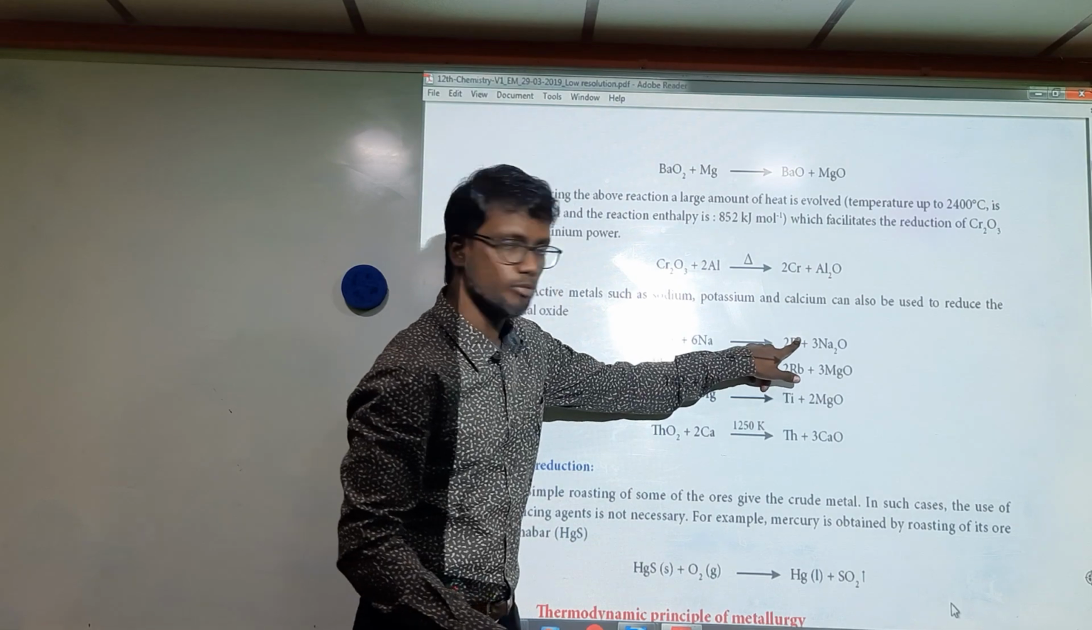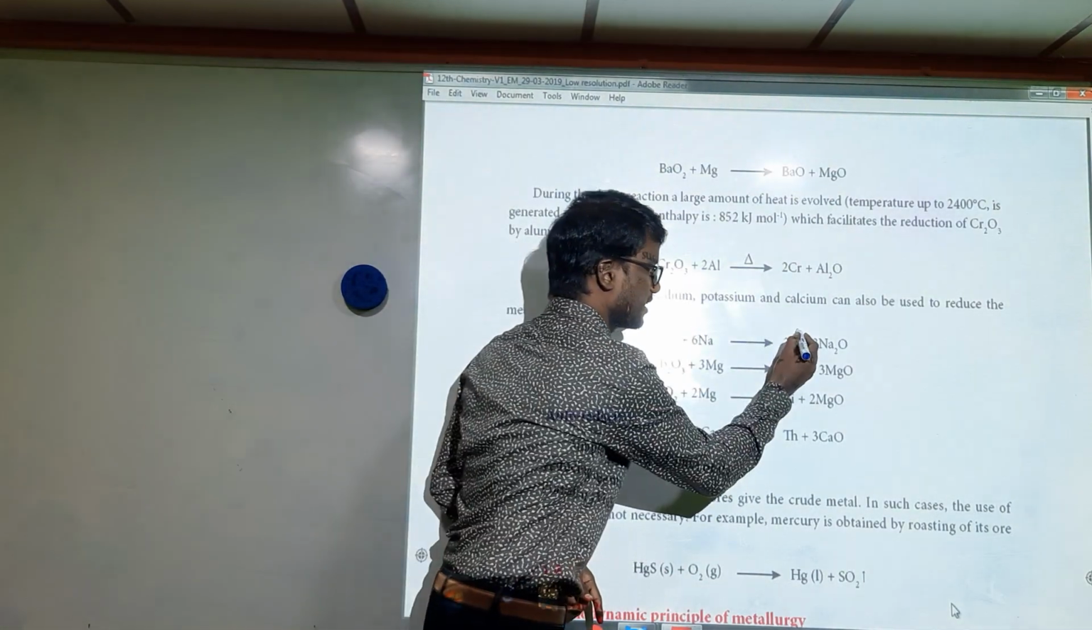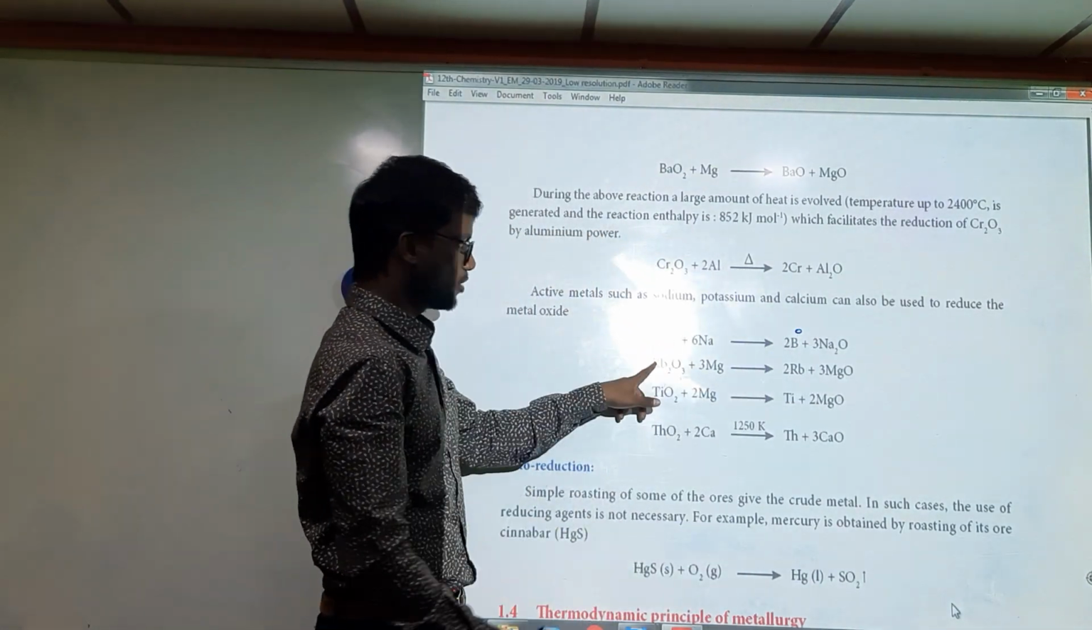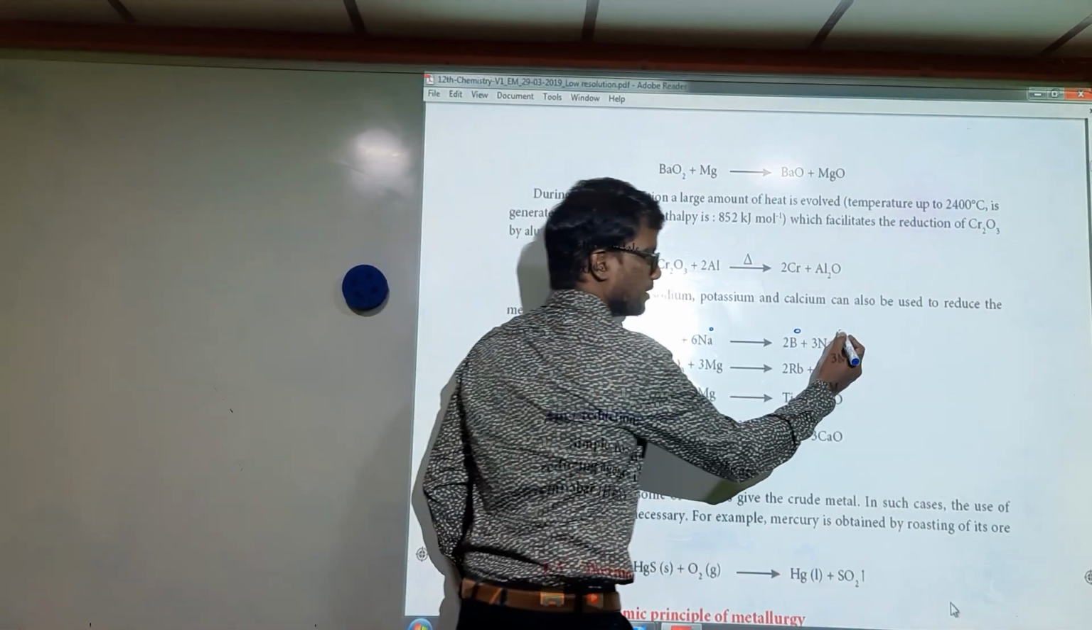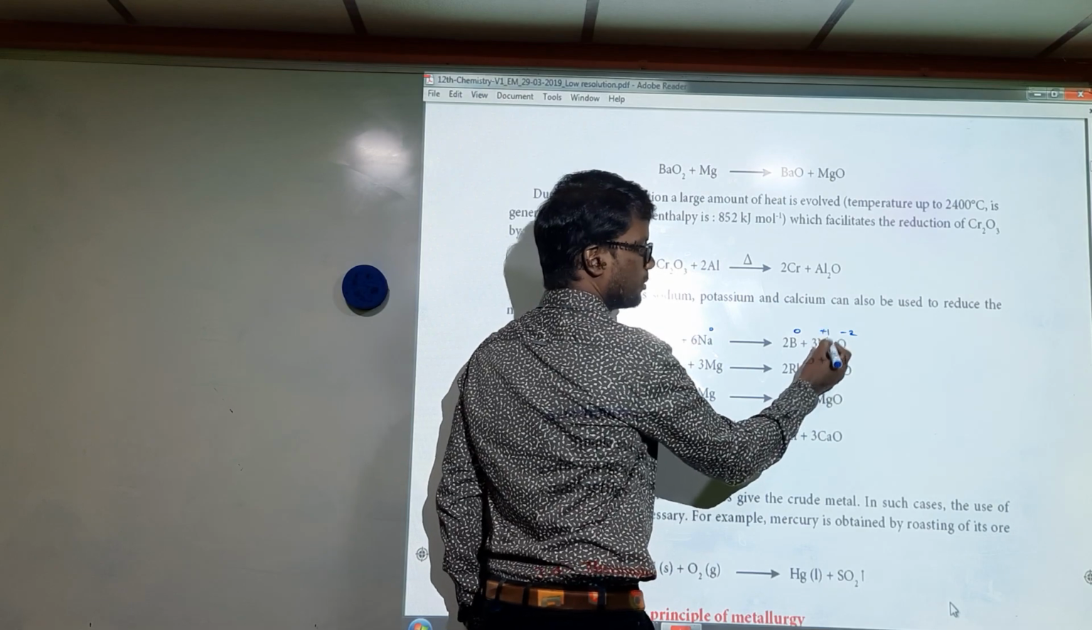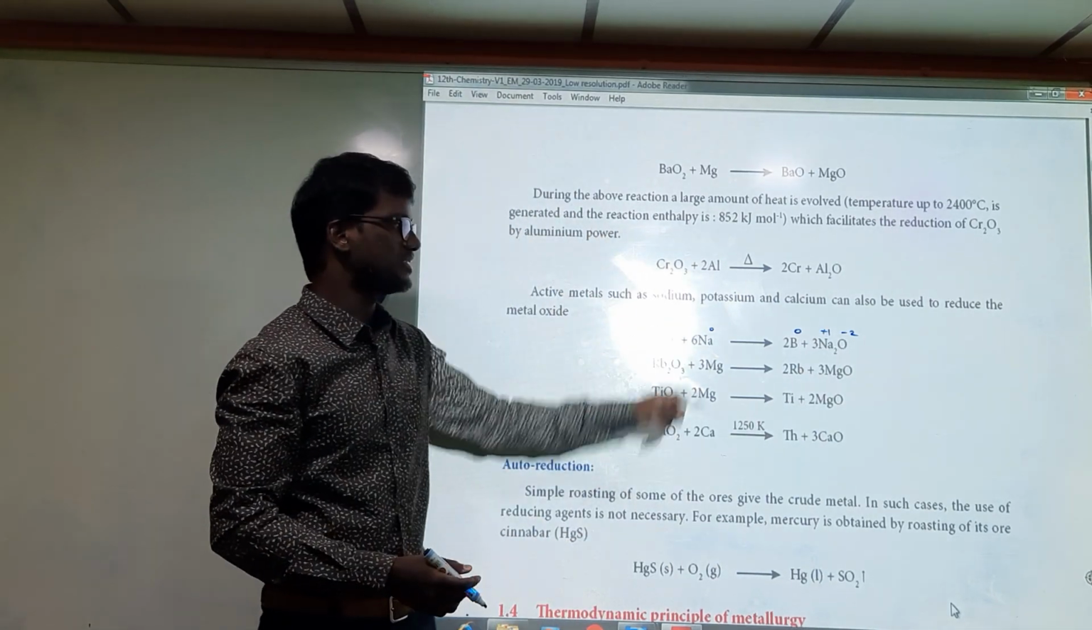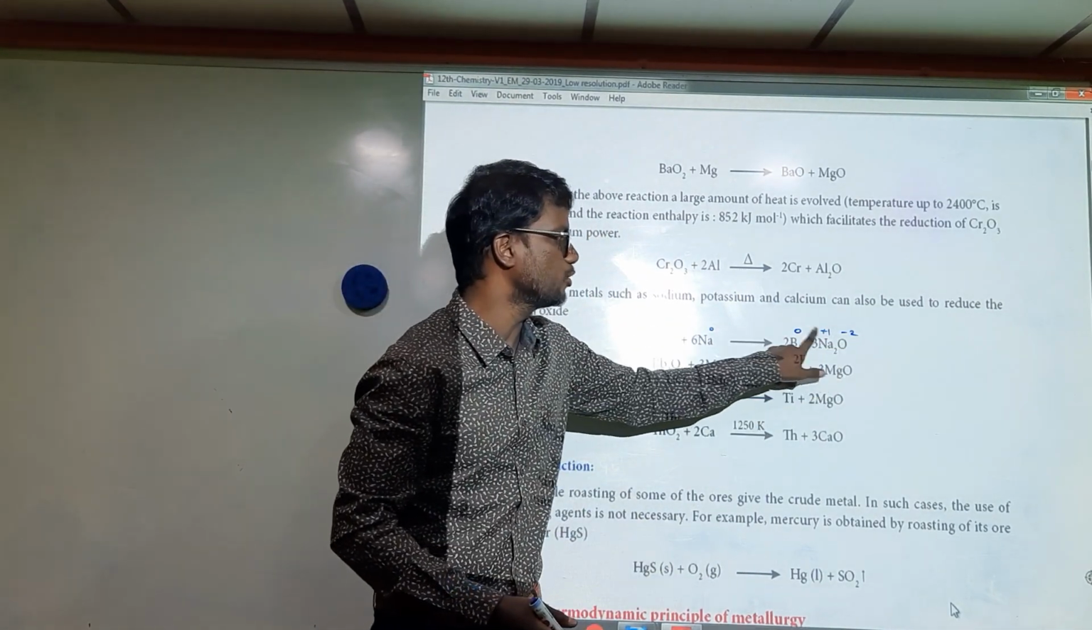In this case, what's the valency of boron? 0, because the freely occurring state is 0. So this is how we got the formula. Sodium is also 0, freely occurring state. In that case, oxygen is minus 2, and sodium is a first group element, so valency is plus 1. That's why we get the formula Na2O.